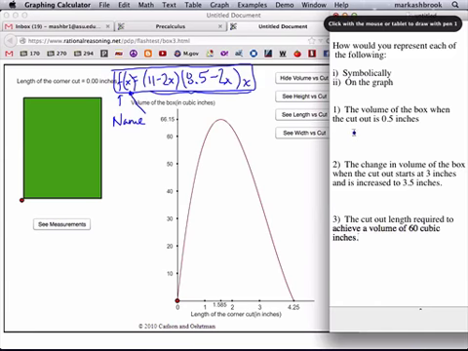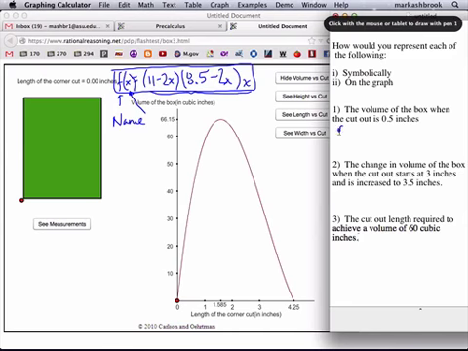Okay, symbolically, what's the volume of the box when the cutout is 0.5 inches? No, symbolically. I'm not asking for the value. I'm asking you to represent it. How do we represent that value, the volume, when the cutout is 0.5? So what do you write?